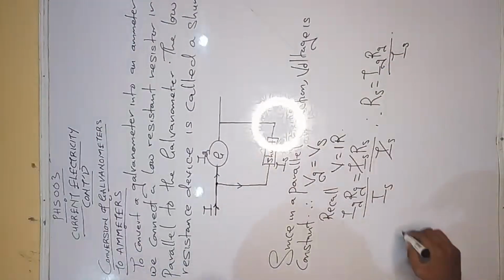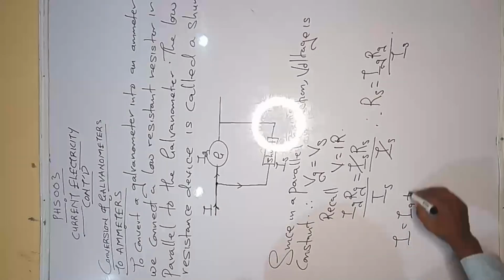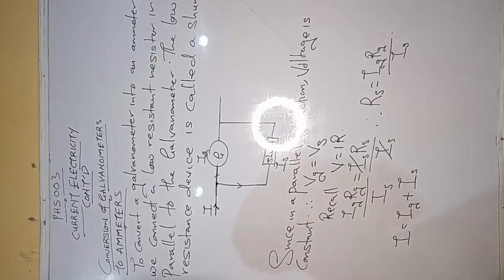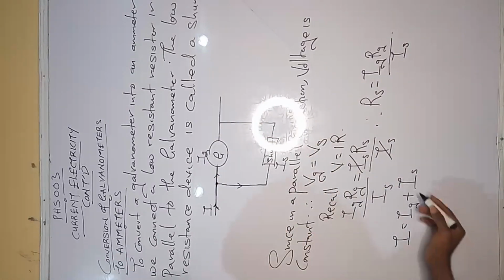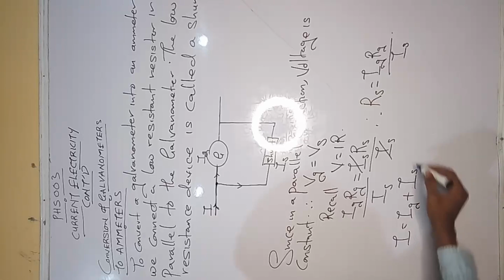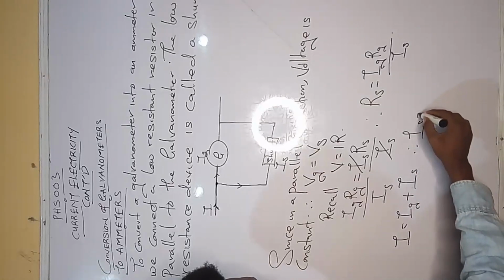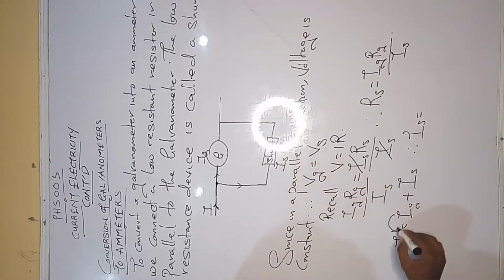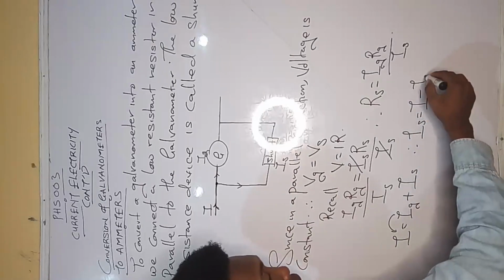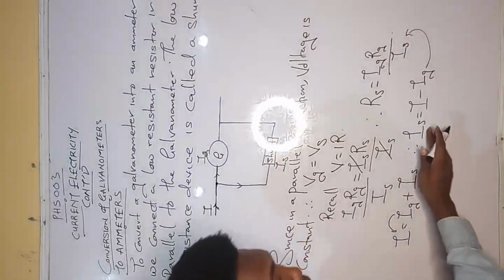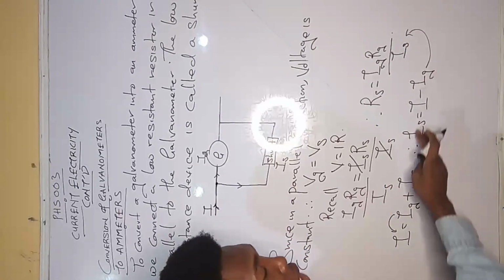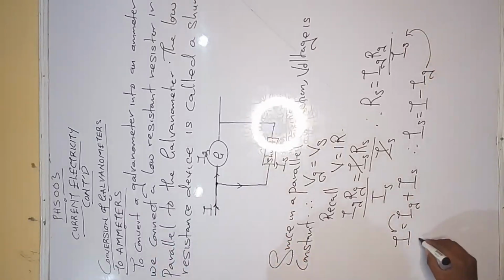You can say I is equal to Ig plus Is. And since we know that I is equal to Ig plus Is, then automatically you can make Is the subject of the formula. That means Is is equal to, if you carry this Ig here, I minus Ig. So substitute Is into this place. Since Is is equal to I minus Ig, you can substitute that into this Is and we'll be having what?